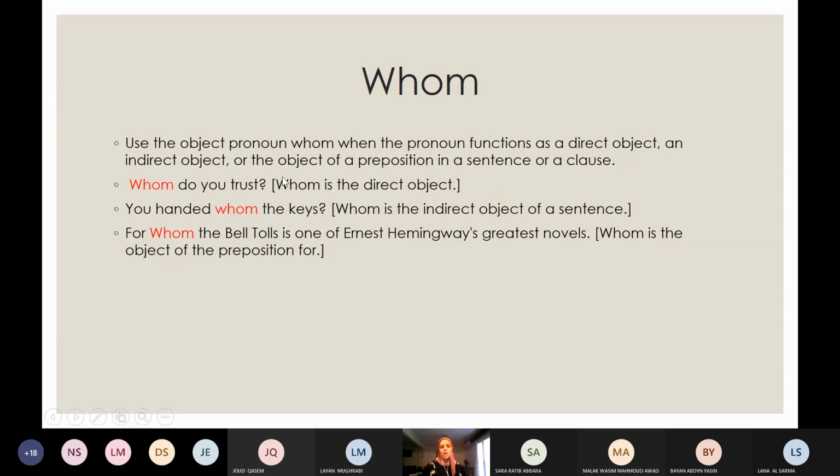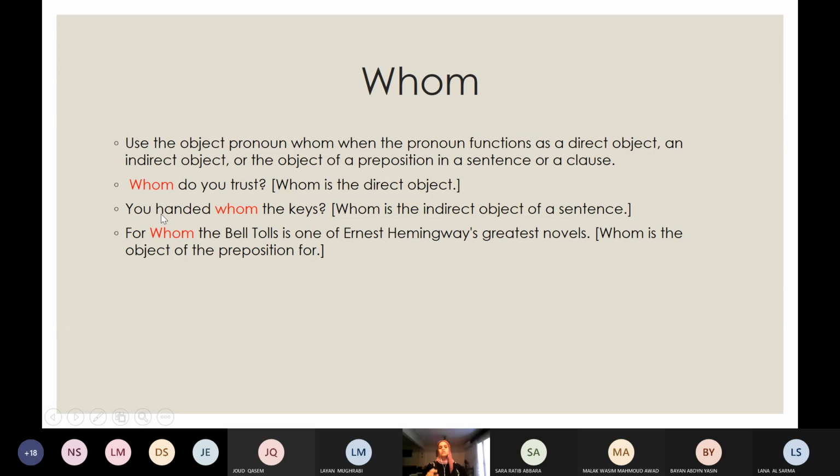Let's see whom, when whom is the object. We have three cases of object in sentences: direct object, indirect object, object of preposition. So, whom do you trust? Teacher, here he took the... No. It's a question. So whom here didn't take the subject. It's a question. Stated, it will be you trust whom.